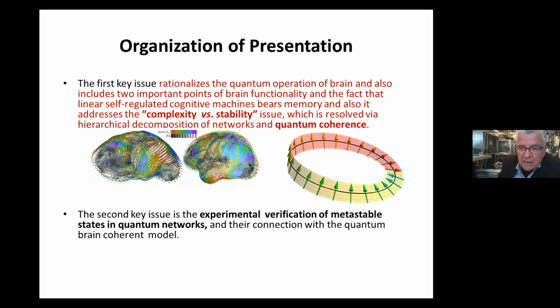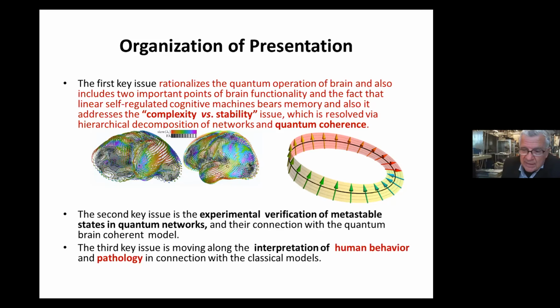The second key issue is the need for experimental verification of the existence of metastable states in quantum networks and the connection of these states with the quantum brain coherent model. And finally, the third key issue is the interpretation of human behavior and pathology in connection with the classical models.